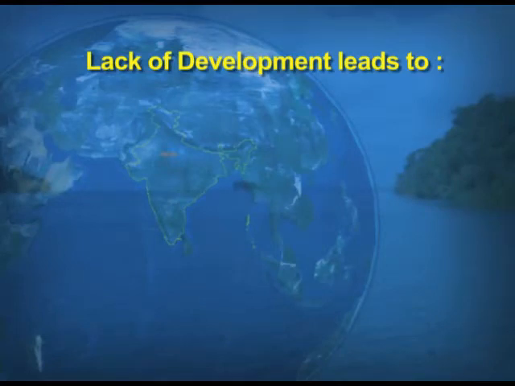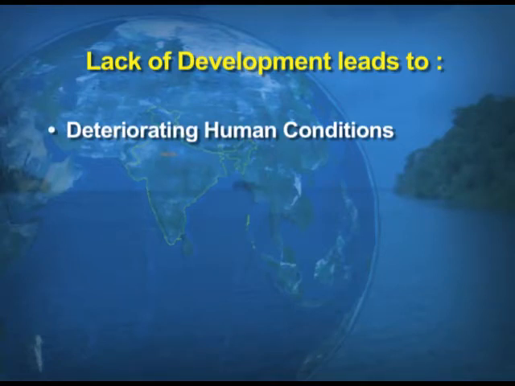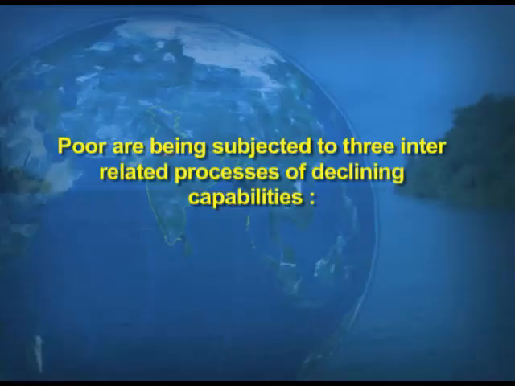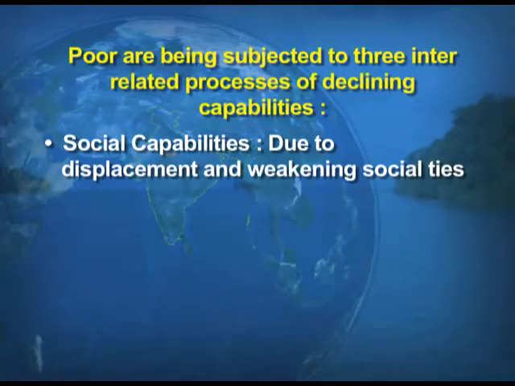Lack of development leads to two things. One, deteriorating human conditions, and number 2, environmental pollution. The poor are being subjected to 3 interrelated processes of declining capabilities. So, when I say declining capabilities, dear students, it is that they are deprived of certain facilities of life. One, that is social capabilities.